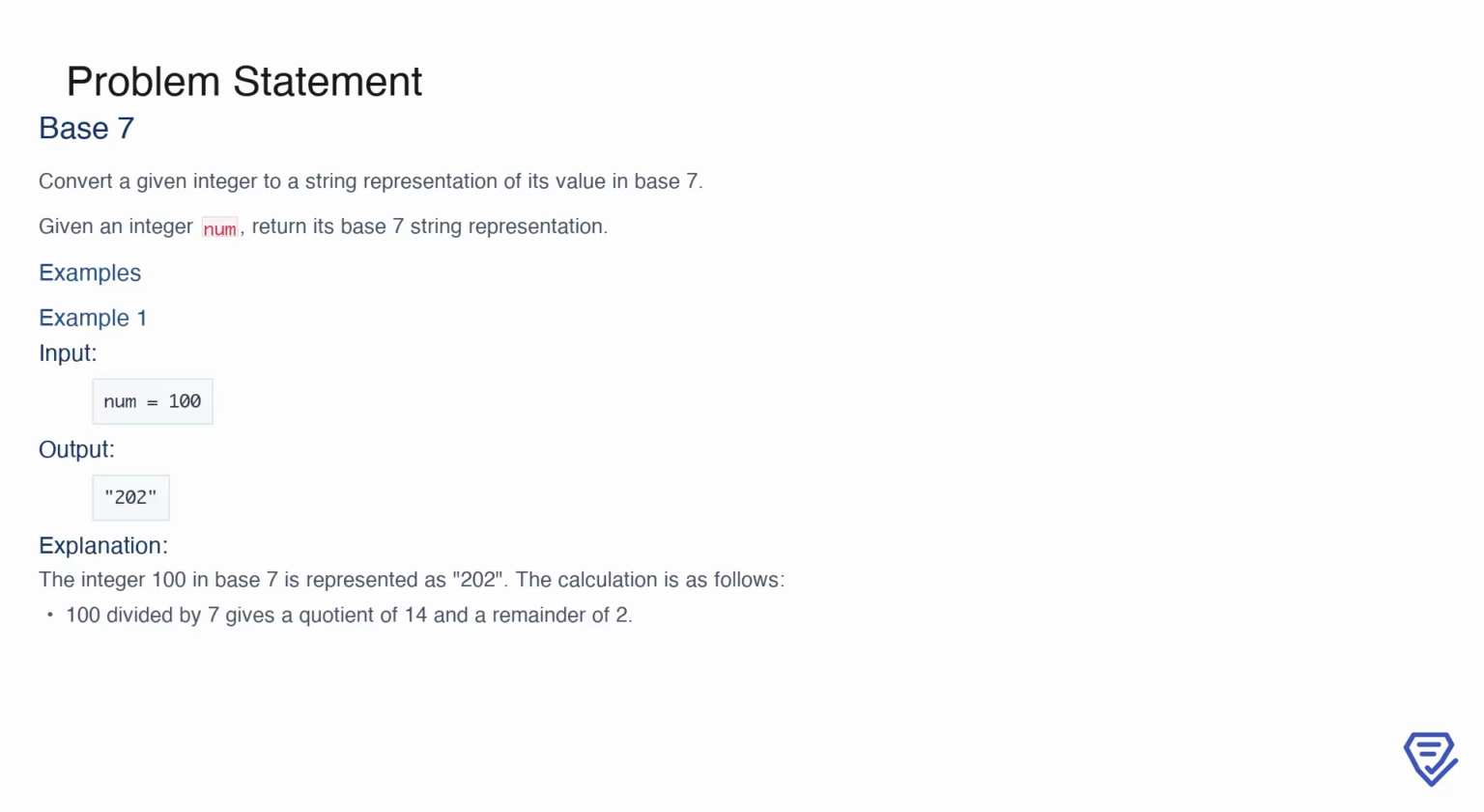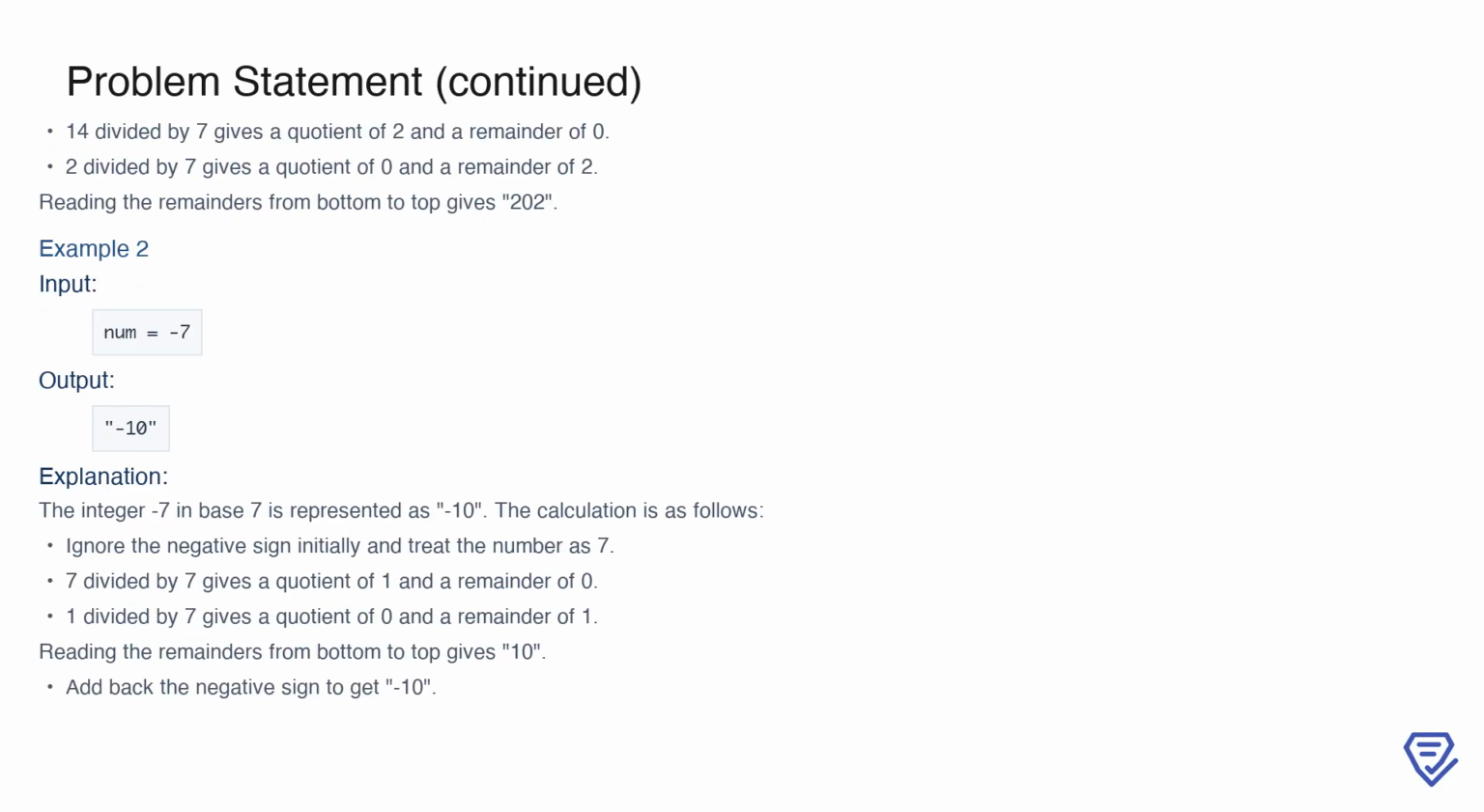In this problem, we need to convert a given integer into its base 7 representation, which is returned as a string. For example, if the input number is 100, the output should be 202. Let's break this down. When we divide 100 by 7, we get a quotient of 14 and a remainder of 2. This remainder represents the least significant digit in the base 7 representation. The process doesn't stop here though, because we now need to further divide the quotient to get the next digits.